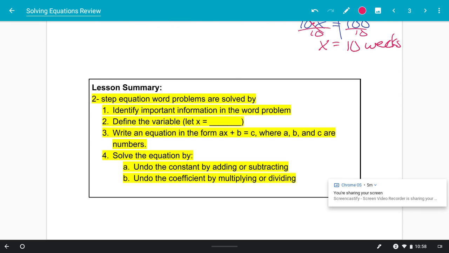So when we're looking at these word problems, we want to identify key information by reading very carefully. You might need to reread the question more than once, and that's totally fine. Define our variable by saying let x equal whatever we're talking about. You can use different letters, just be careful that they don't look like numbers. But we do want to always make sure that we're defining our variable with our let statement. And then we can set up our equation based on that ax plus b equals c formatting. Once we're ready to solve, we're going to solve by undoing the constant by adding or subtracting first, and then undoing the coefficient by multiplying or dividing, like we saw with our two-step equations.